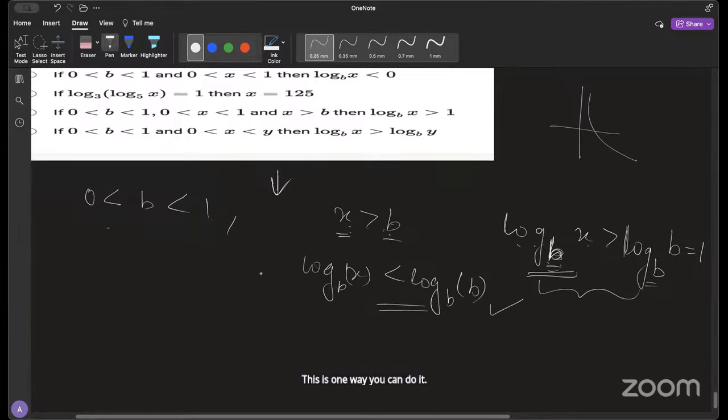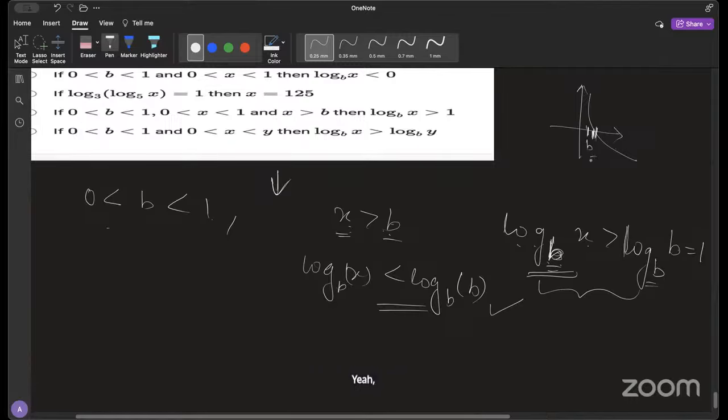This is one way you can do it. Was someone else suggesting something else? Yeah, graphs. What is it? It says x is greater than 0 but less than 1. So 1 will be there, and x is also greater than b. So b is smaller than 1, so x will come between 0 and 1. I am saying between 0 and 1, it will come after that. So it will be smaller than 1, it will not be greater than 1.